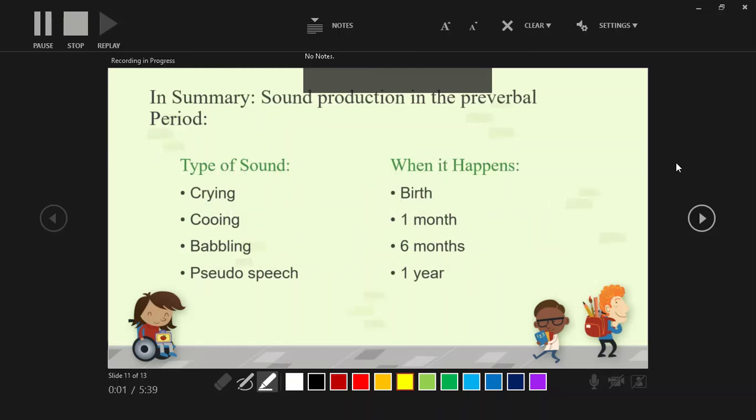In summary, sound production in the preverbal period. The types of sounds that occur during this period are crying, cooing, babbling, and pseudo speech. Crying usually occurs when they are born. However, cooing starts at about 1 month, babbling starts at about 6 months, and pseudo speech starts around 1 year.